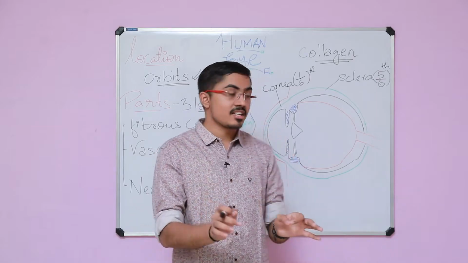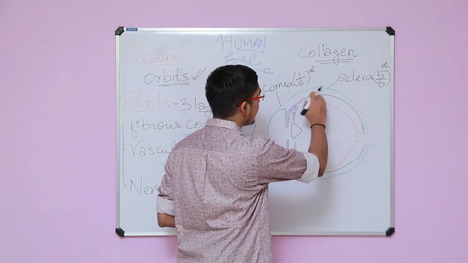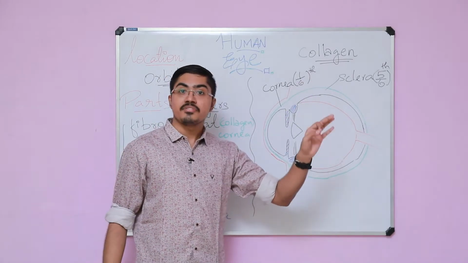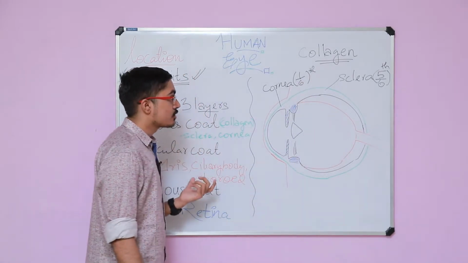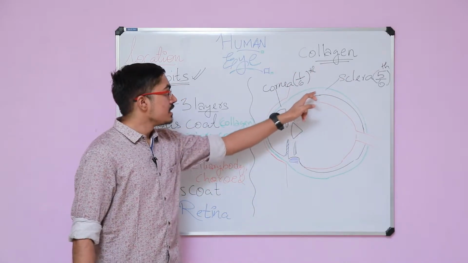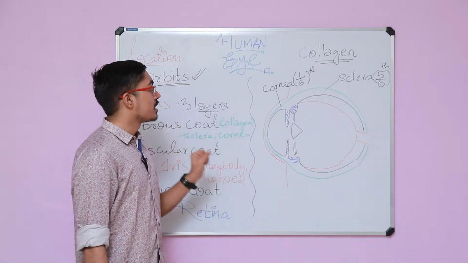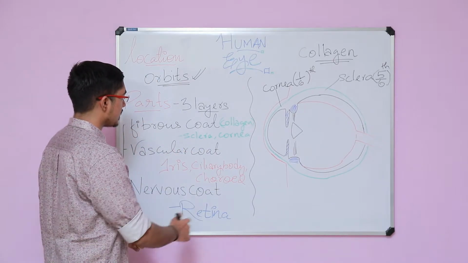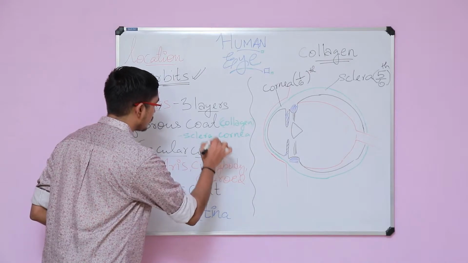Now, once it gets nourishment from there, the sclera can get its nourishment from the vascular coat through the process of diffusion. So, sclera is avascular, it is made up of collagen, and it gets its nourishment from the inner vascular coat of the human eyeball. Let us proceed to the next part. So, we will be talking about the vascular coat now.